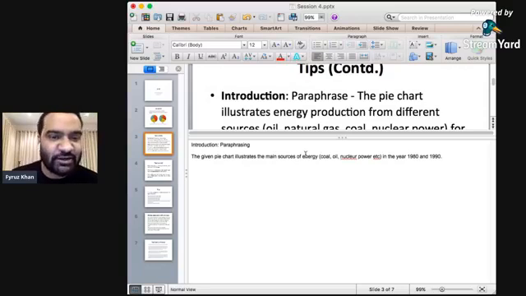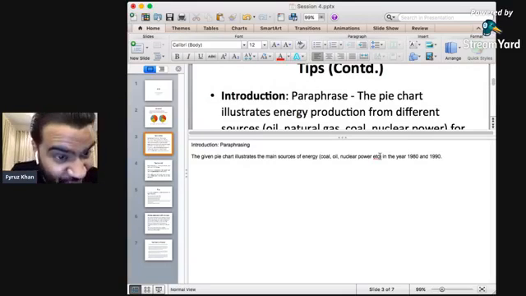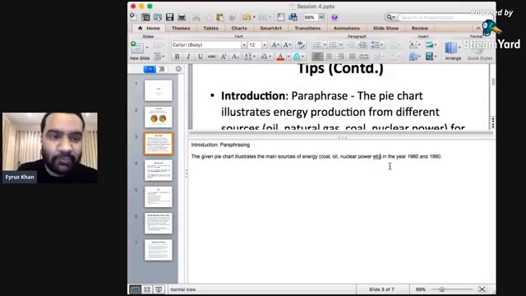The given pie chart illustrates the main sources of energy. You can write in brackets: coal, oil, nuclear power, and that's it. You're done. Don't write etc. when you're writing. I've just written it so that it's quick. In the year or from a period between 1980 and 1990. Okay, so that's how you're supposed to write. That's your introduction. You paraphrase. After that, we know that there is no conclusion. In task one, you have to write an overview.